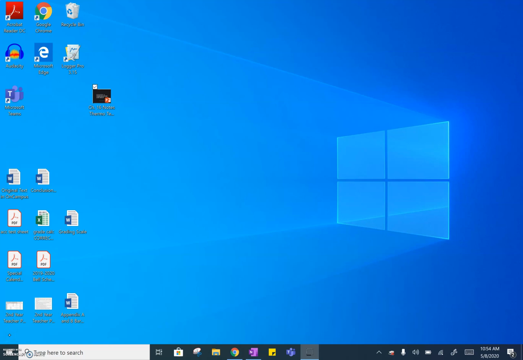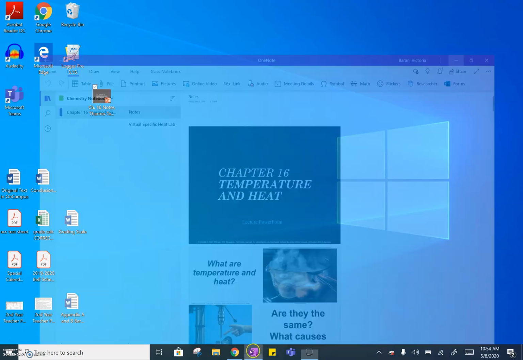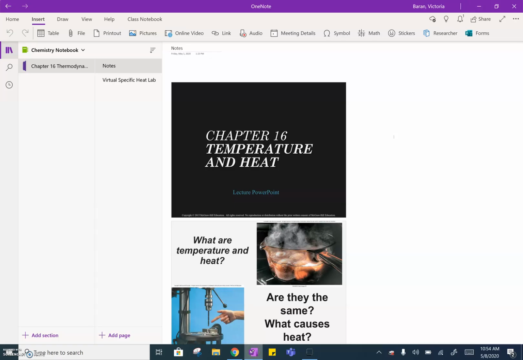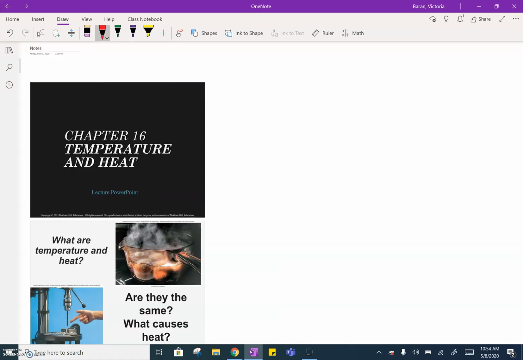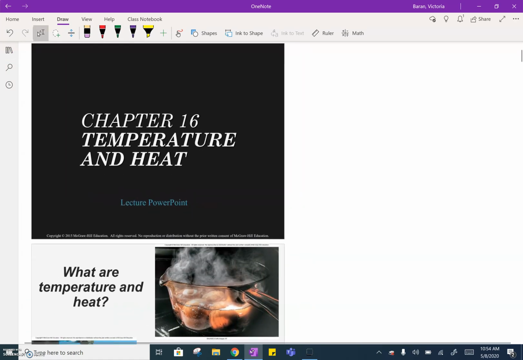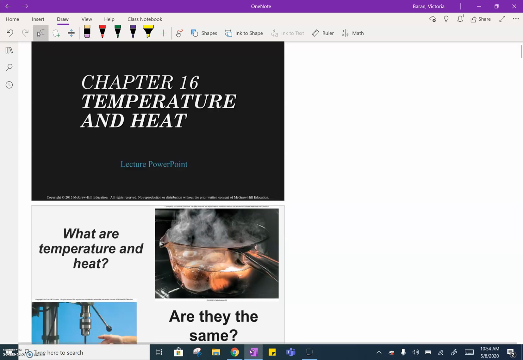Hello everyone and welcome to our first lesson in Chapter 16, Thermodynamics. So in your OneNote in Chapter 16, Thermodynamics, I'm going to be starting with the very first slide in your notes. So we're going to be talking mainly about temperature and heat and how heat moves and in general how those properties work, and then we will also be doing some calculations as well.